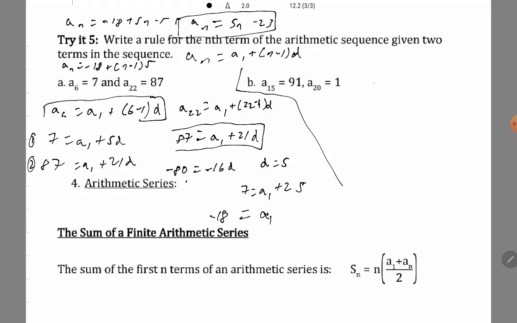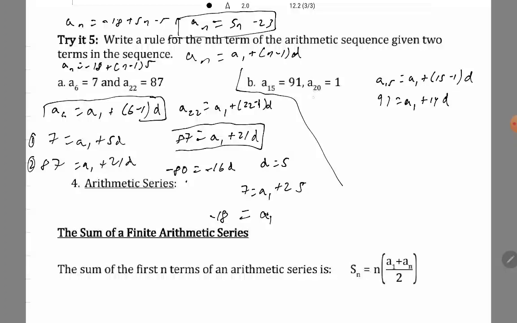I'm not going to do the whole thing, but I'll set it up. So a sub 15 equals a1 plus 15 minus 1 times d, and then you plug 15 in: a1 plus 14d. That would be my first equation.